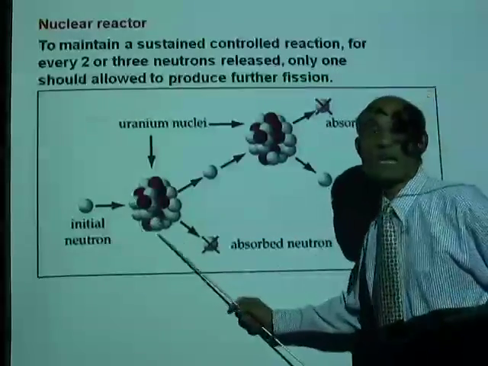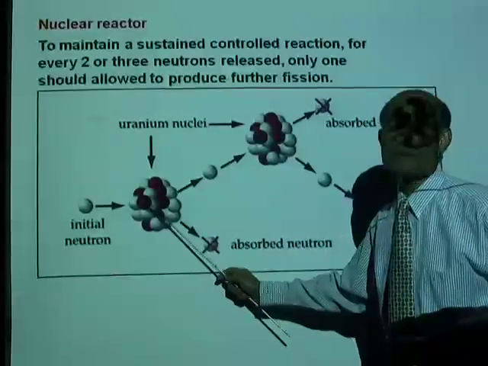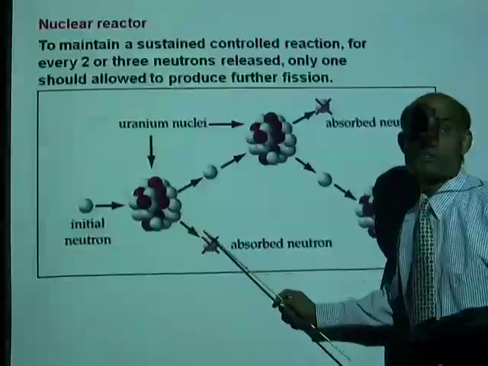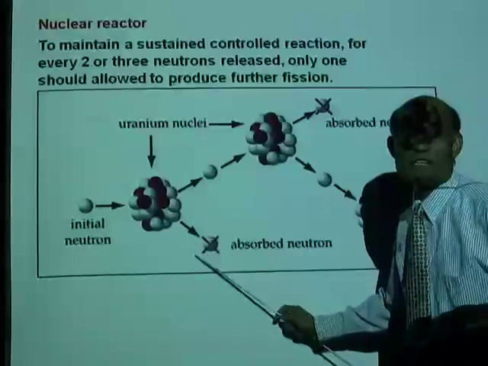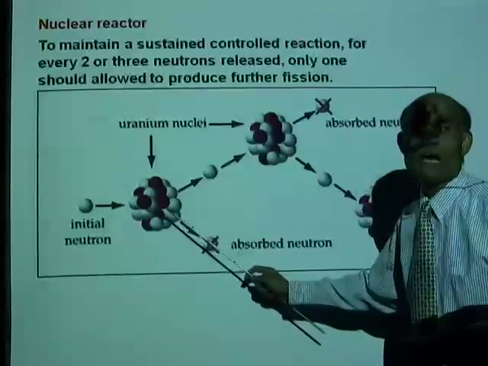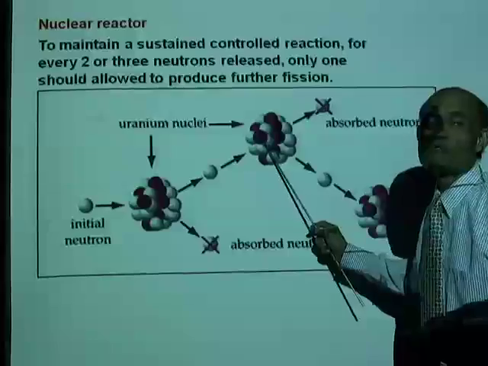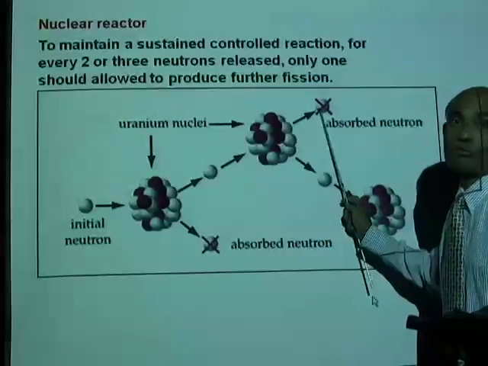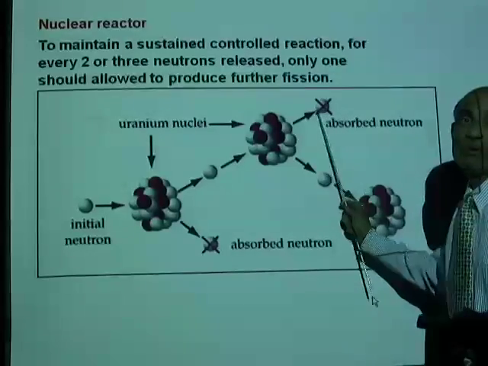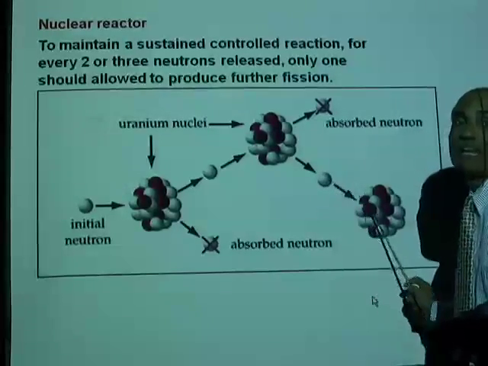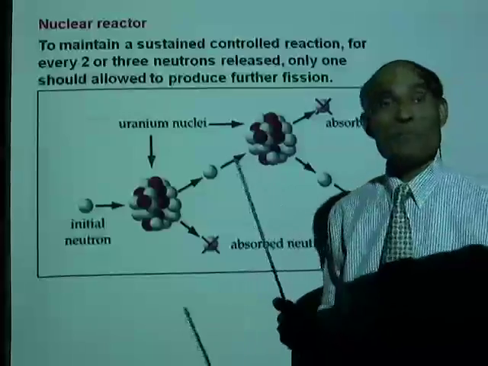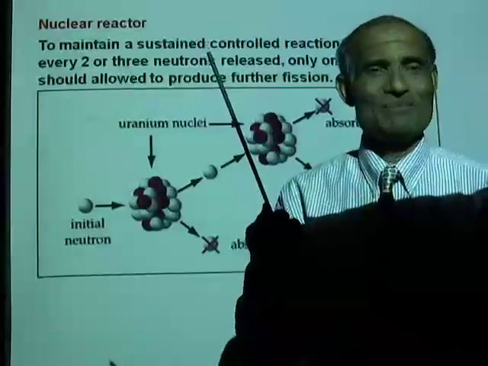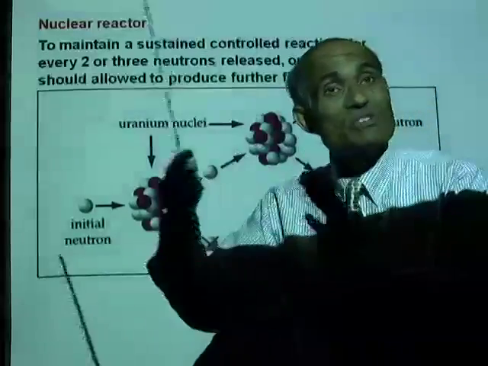So, if this is a nucleus of uranium that undergoes fission, if there are 2 neutrons produced, one must be taken away, removed, and only one must be allowed to proceed further. And again here, fission, free neutrons, one must be removed, and only one should be allowed to proceed. That means there must be some kind of an effective control system to control the rate of fission.